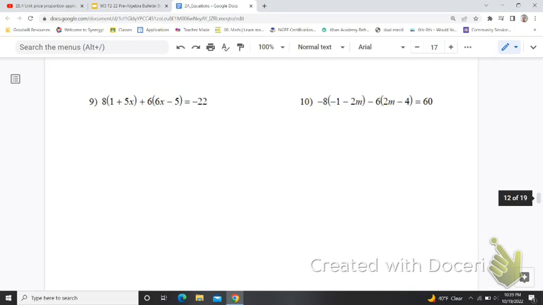Okay, if you'll go on to number 9, I'll work number 9 and number 10. These have lots of steps. So we do have distribution to do. That means we're going to multiply the number on the outside of the parentheses times both things inside that set of parentheses. So 8 times 1 and 8 times 5x. Then 6 times 6x and 6 times negative 5.